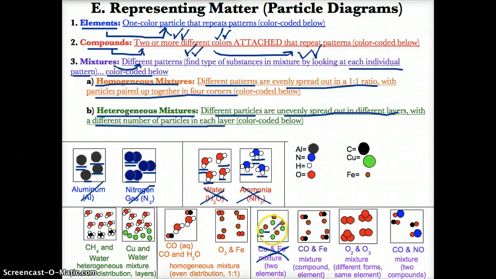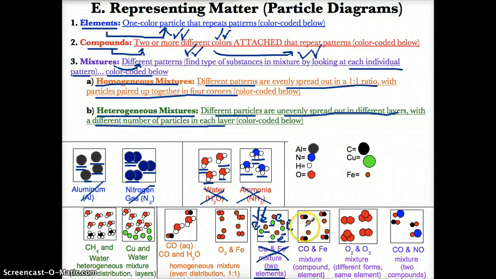This is a one-colored particle, green, that repeats here, here, here, and here. So we know this first one is an element, which I'll label E. The second particle we can also see is an element because it's a one color particle, brown, that repeats itself here, here, here, and here. So we see that pattern one, the green one, is an element, and pattern two, brown, is an element because they're both one colored particles that repeat throughout. Therefore, we see that we have a mixture here of two elements in particular.